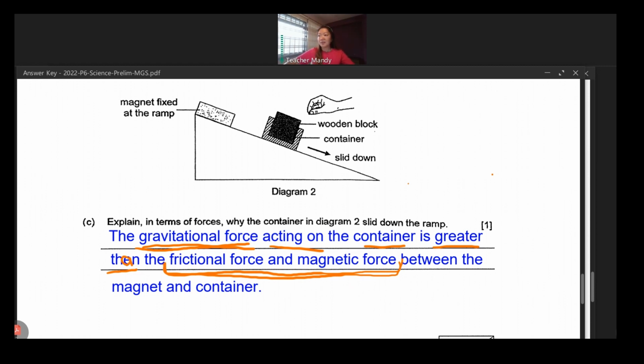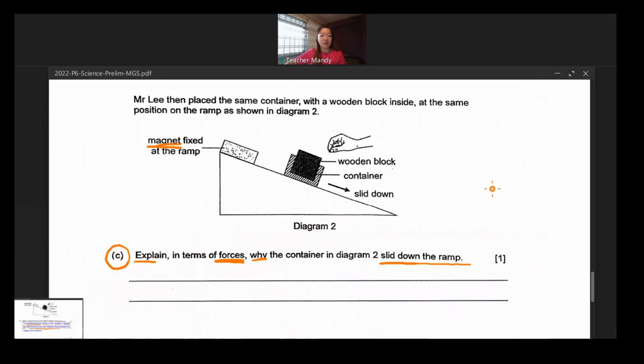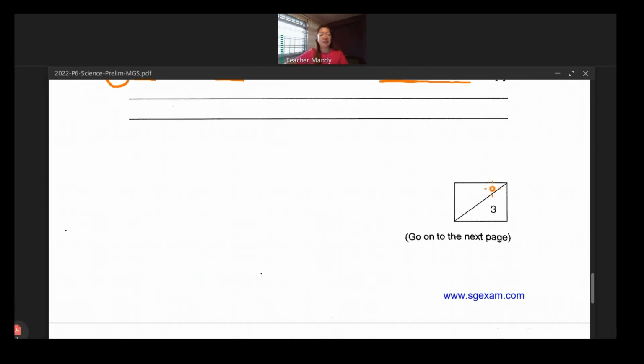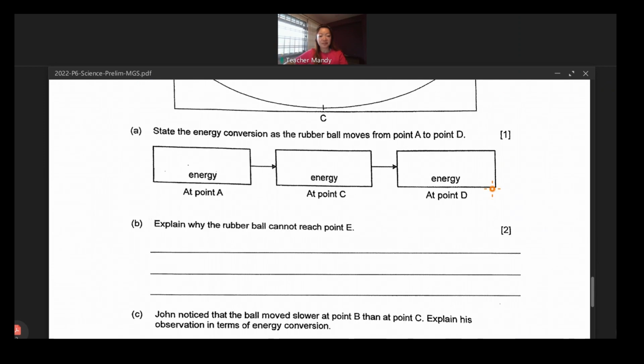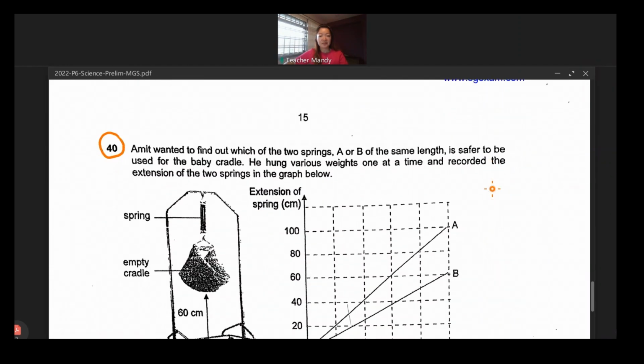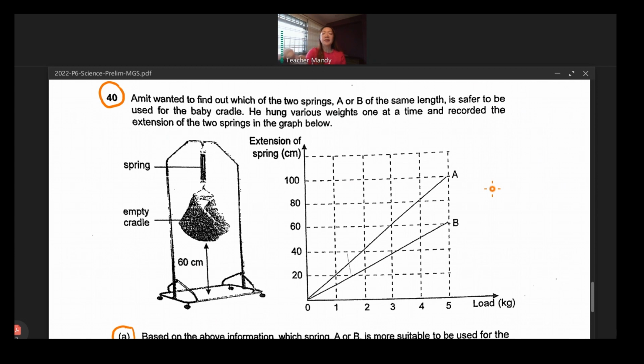Okay, now, next question. We are going to the last question actually, and that is question 40. This is a good one. Question 40. Amit wanted to find out which of the two springs, A or B, of the same length, is safer to be used for the baby cradle.